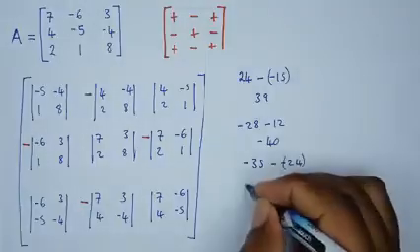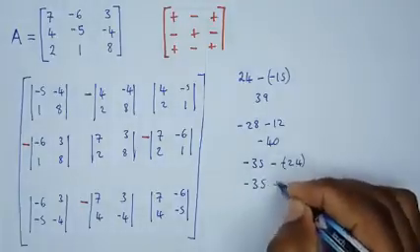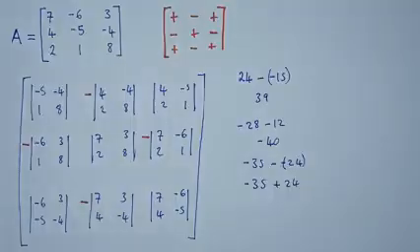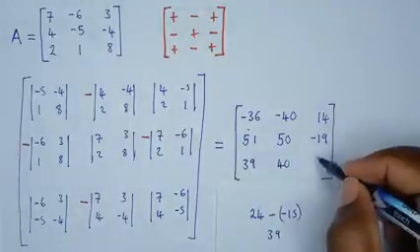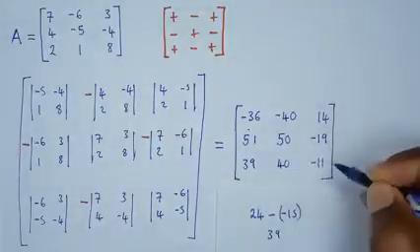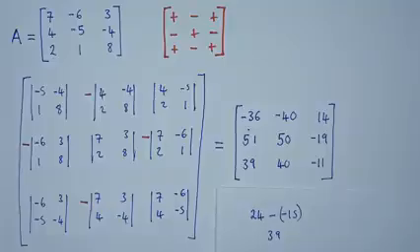So this becomes negative 35 plus 24. Subtracting the two, we should get 6 plus that, which gives negative 11. So this here is negative 11. After finding all these values, these are the cofactors that we're finding. What we're going to do with this matrix that we have here is transpose it.